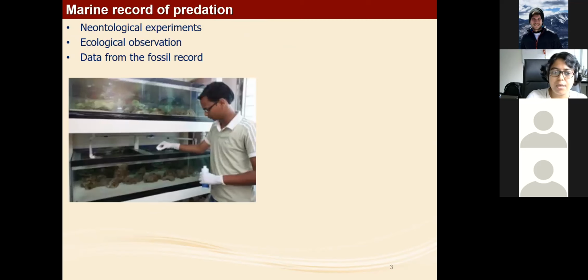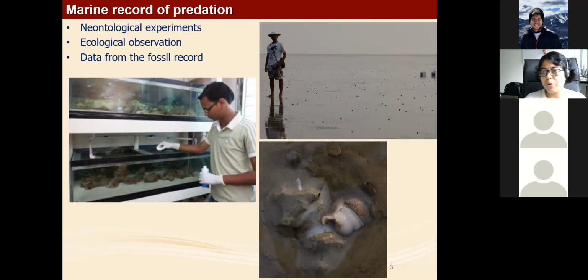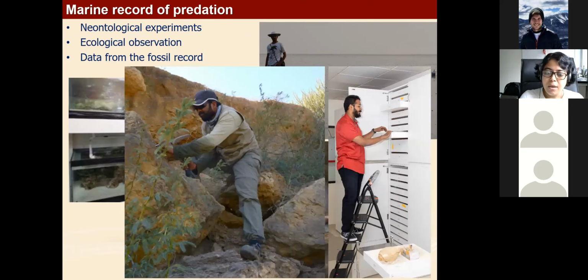So just a glimpse: most of my work starts with a neontological experiment in a synthetic saltwater setting. Then I try to incorporate ecological observation, and then finally use those to construct a testable hypothesis, which I finally try to test using the fossil record. In each of these steps, we lose some of the resolution, but at the same time, we include natural variability in a more detailed way. And once everything is done, those fossil records finally need to be curated and put together in a repository. So that's the general framework.